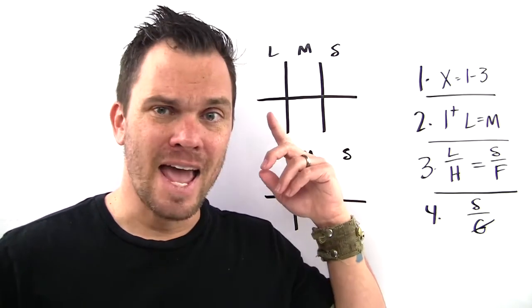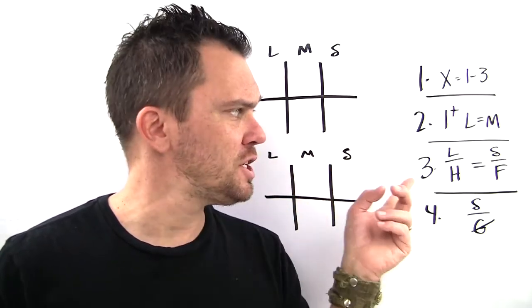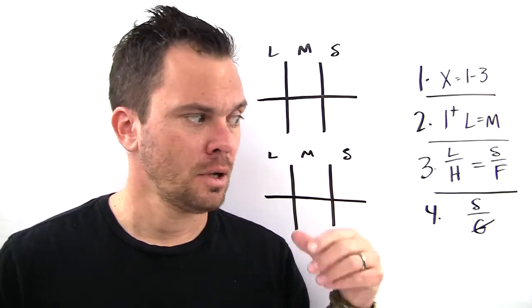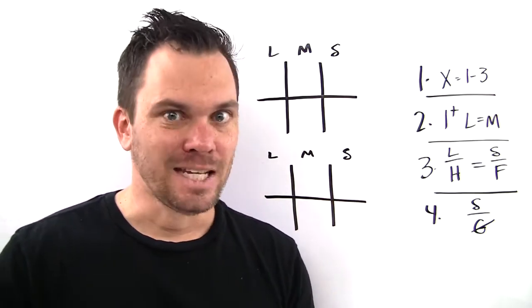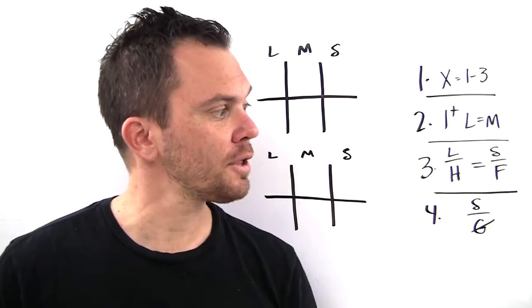Third, however many H's we have in lifestyle, we have exactly that many G's. No, not G's, dear heavens. We have that many F's in sports. And finally, we don't have any G's in sports. Okay, I think that makes sense of the rules.